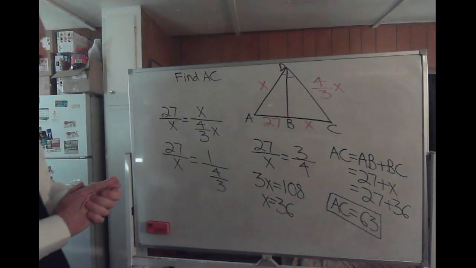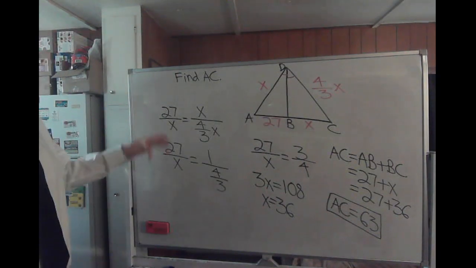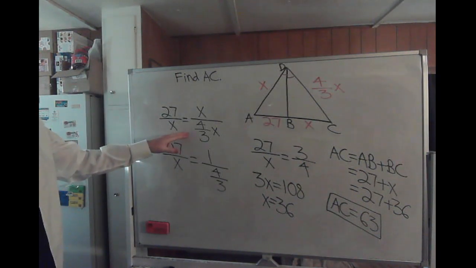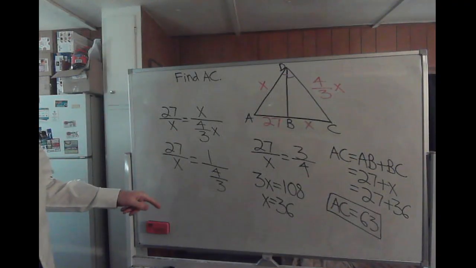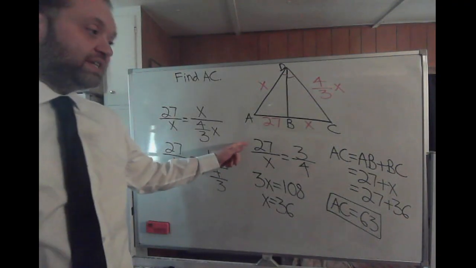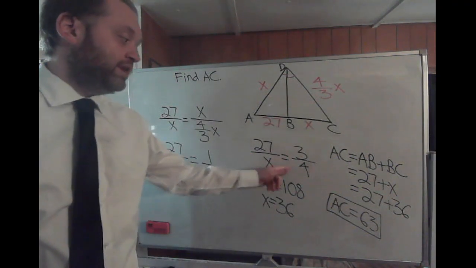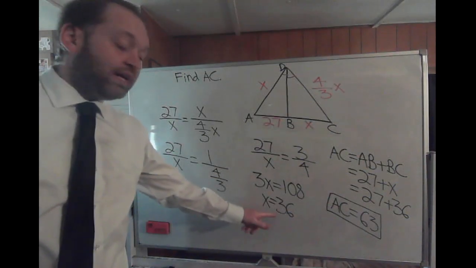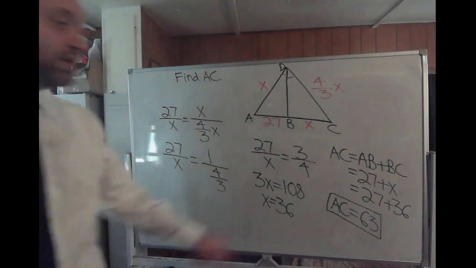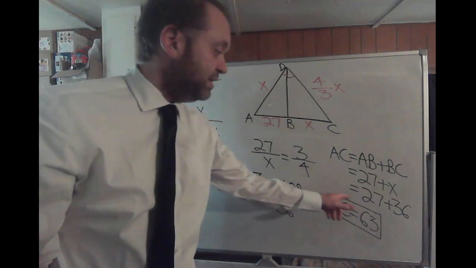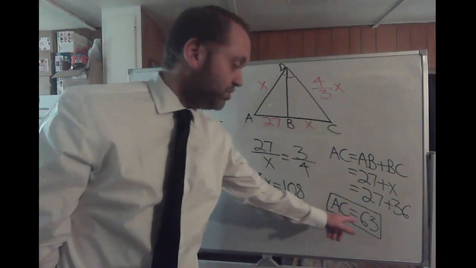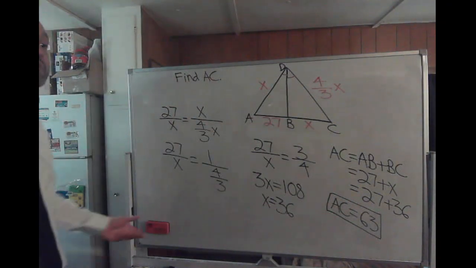Okay, so I started again with a triangle angle bisector. You set up your ratios. This would simplify into 27 to x is equal to 3 to 4. The value of x was 36, and then you just plug that in for where you have BC. You get 27 plus 36, which gives you that AC has a length of 63.